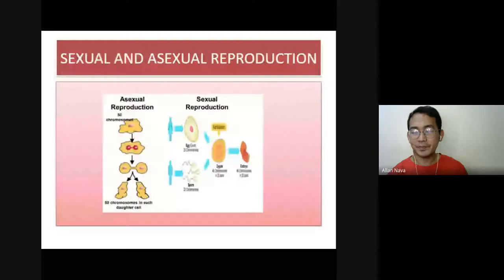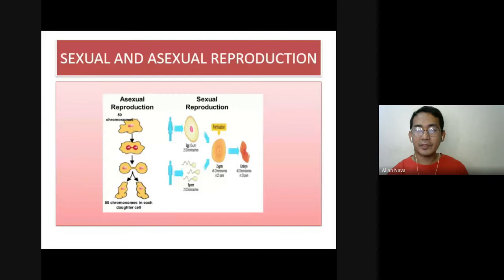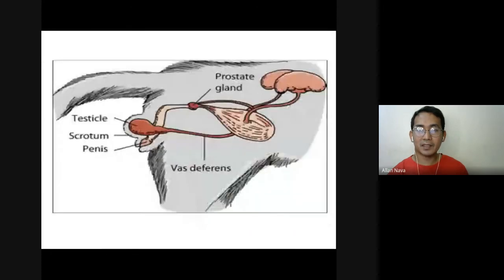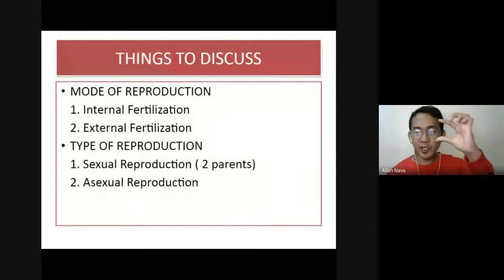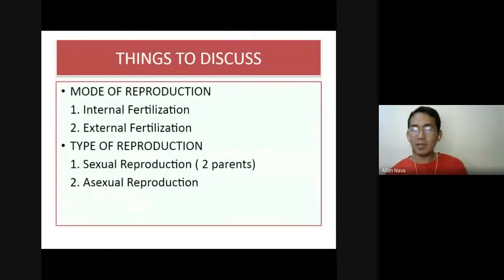Okay? But the thing that we need to remember here is animals can reproduce asexually or sexually. And we call that the type of reproduction: sexual and asexual. So before we go there, let's go back here sa mga things to consider. So when I say mode, that's your clue. Mode: internal, external. When you ask about the type, that is sexual or asexual. Again, when we talk about mode, that is internal or external. When we talk about type of reproduction, that is sexual or asexual.